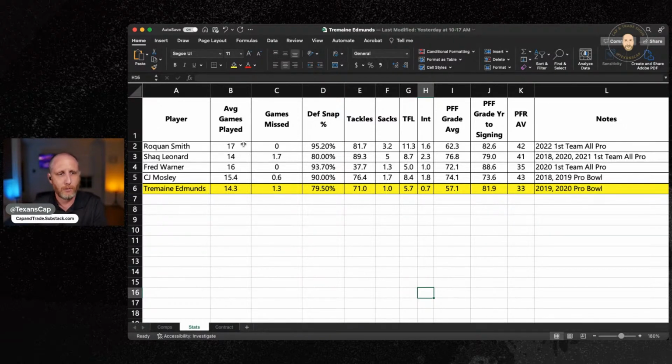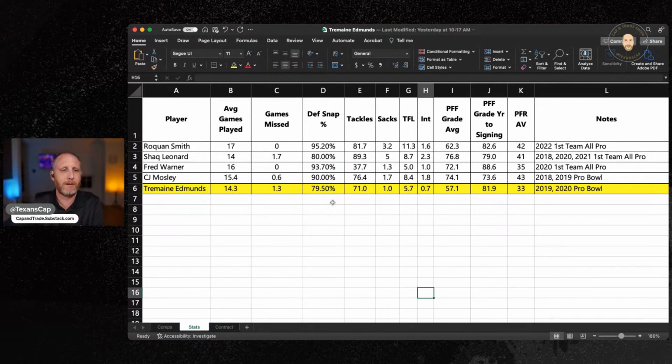Games played, Roquan Smith's been very healthy. Shaq Leonard, Fred Warner's been healthy as well. CJ Mosley. So they've all, over a 3-year period, averaging out, are barely missing any games. Tremaine Edmunds, 1.3. Like we talked about, he had the hamstring issues in 2021 where he missed 2 games, and then he missed, I think, 4 games in 2022. So the soft tissue injuries are a little bit of a concern.